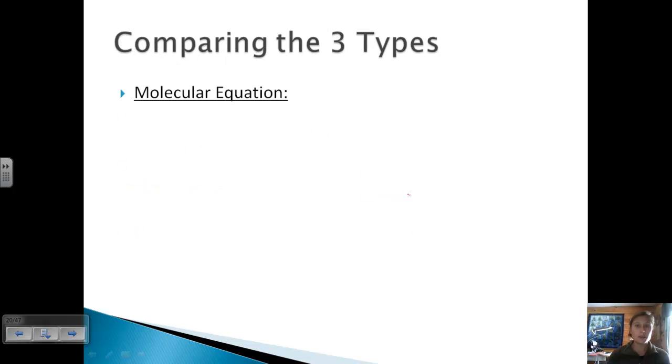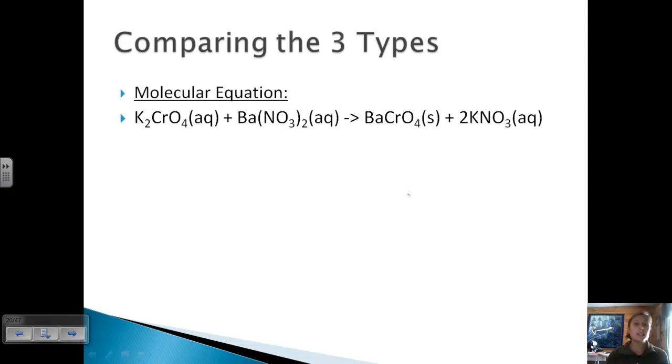Okay, so let's talk a little bit more about each type. So first of all, here's an example of a molecular equation. So we have potassium chromate, and it's aqueous, which means it's actually existing as ions, not as one solid reactant. And then we have barium nitrate, and it's also aqueous, because if you remember from your solubility rules, anything with nitrate is always going to be soluble or aqueous.